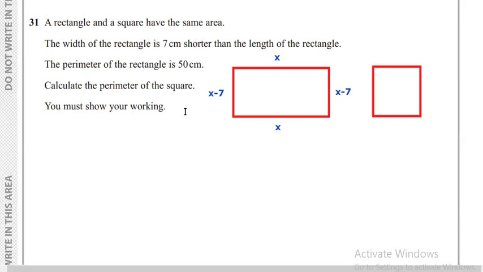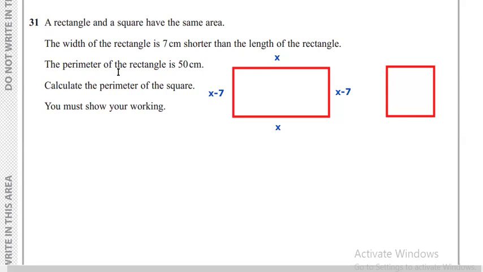So this is the rectangle. Now we have the information of the rectangle. Let's take the square to the side a little bit so we have more space to work on here. Okay. Now let's go back to this. As we said, the width of the rectangle is 7 centimeters shorter than the length of the rectangle. Now, the perimeter of the rectangle is 50 centimeters. This is the rectangle, and the perimeter is 50 centimeters.